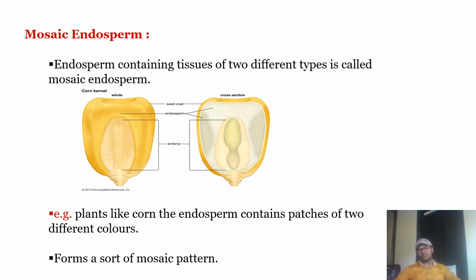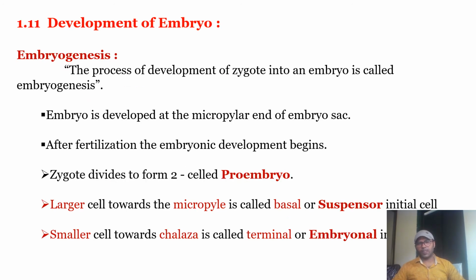Another type of endosperm is also found, that is in maize, the mosaic endosperm. Here the endosperm contains two different types of tissue. Here you can see two different types of tissue in the endosperm. This is one type, this is another type. They show patches of two different colors, which give the appearance of a mosaic, and that's why it is called mosaic endosperm.